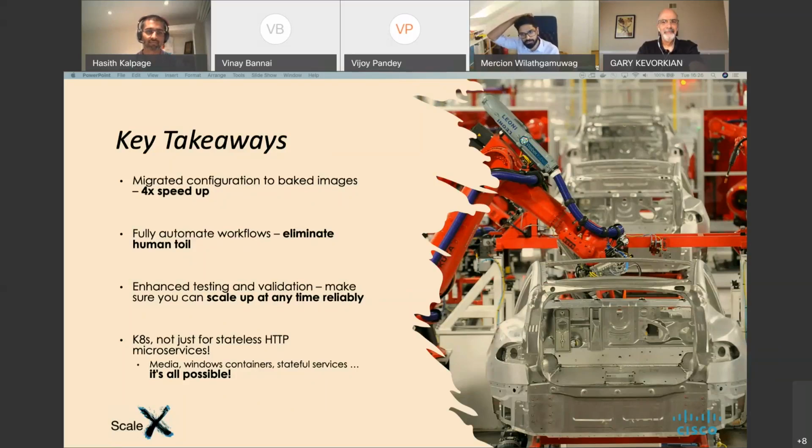And the last point I just want to touch on was that Kubernetes is not just stateless HTTP microservices. We run some pretty weird workloads on Kubernetes, stateful services, media, whole conferences, and people say those aren't microservices, that's not stateless. But Kubernetes is inherently flexible, and we've actually made it work. So I just wanted to call out that, hey, Kubernetes is not just for stateless HTTP. You can run media. We run Windows containers on it. We run all sorts of stateful, ancient crap on it, and hey, it works. So big shout out to Kubernetes.